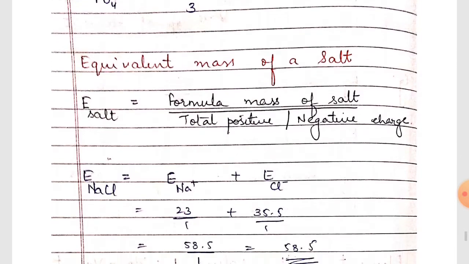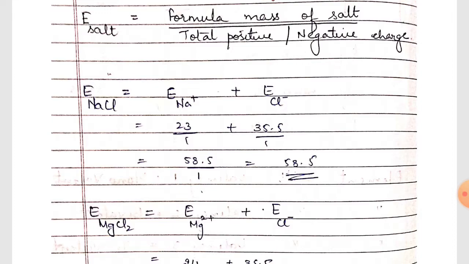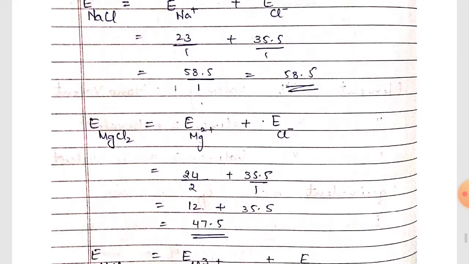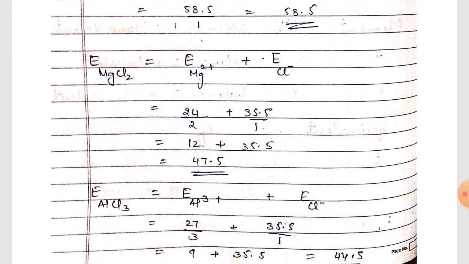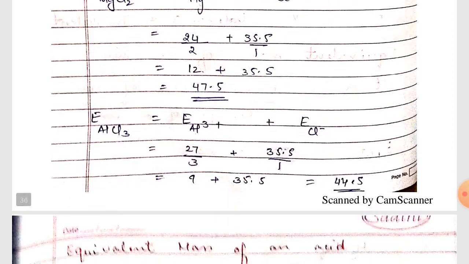Now equivalent mass of a salt is formula mass of salt upon total positive or negative charge. That is, equivalent mass of NaCl is equivalent mass of Na plus plus Cl minus. Equivalent mass of Na plus is 23 and that of Cl minus 35.5. So equivalent mass of NaCl is 58.5. MgCl2: equivalent mass of magnesium is 24 by 2 and that of Cl minus is 35.5. So 12 plus 35.5, that is 47.5.